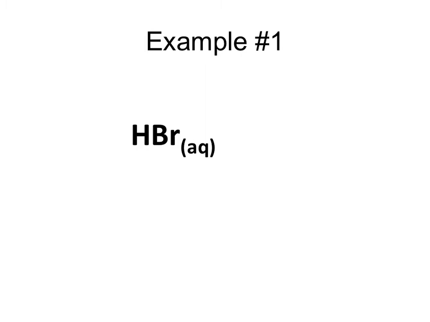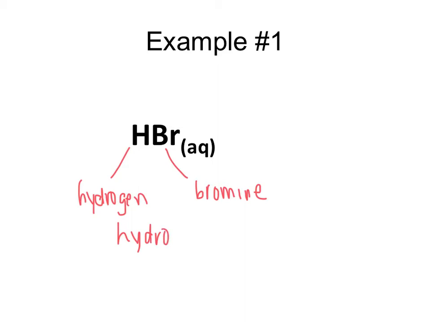Example 1 is a binary acid. I see 2 elements. One is hydrogen, and the other is a nonmetal that is not oxygen, called bromine. So binary acids are named by using the prefix hydro. We're going to take the root of the nonmetal, which is brom, and we're going to add the suffix ic and the word acid after that.